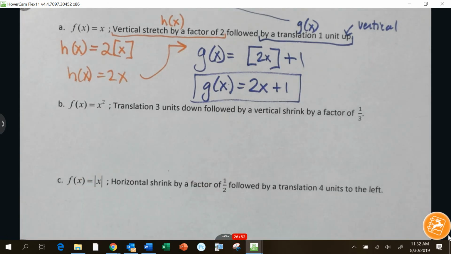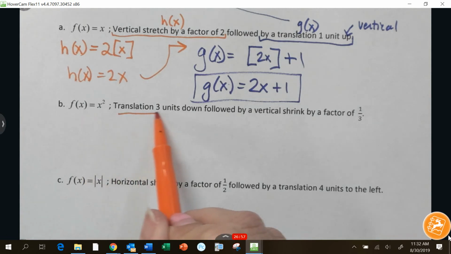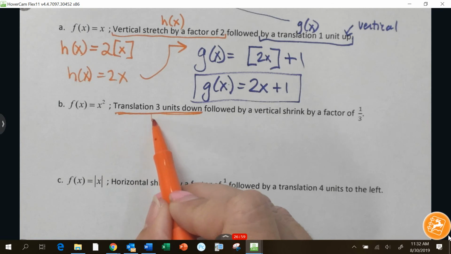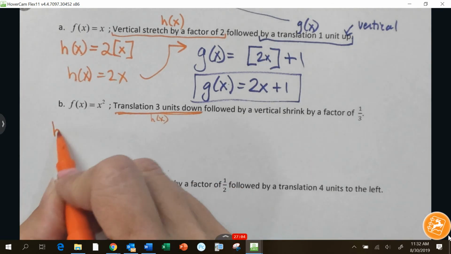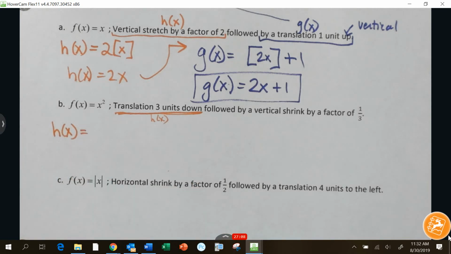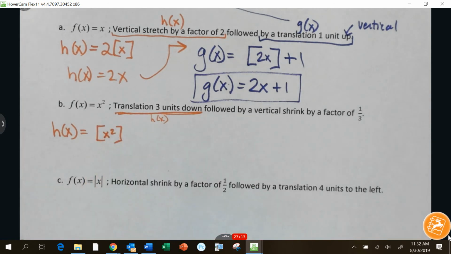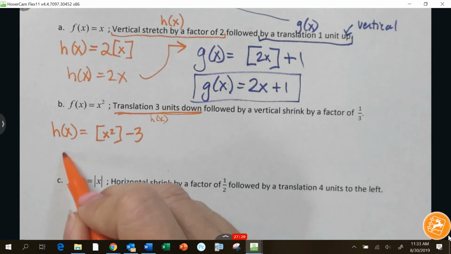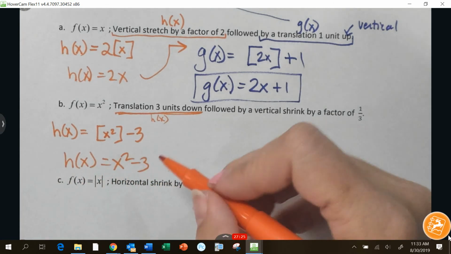Next one, our function is f of x equals x squared, and we'll use the first part as our h of x, translating 3 units down. That's my halfway function. Is that vertical or horizontal? That's vertical. So I will go ahead and take my x squared in brackets, and 3 units down is going to go on the outside of that function. And we'll just simplify that a little bit. h of x is x squared minus 3. That one's pretty easy.